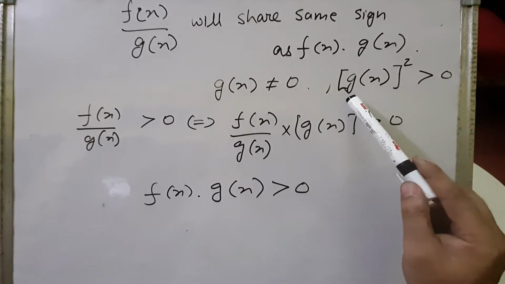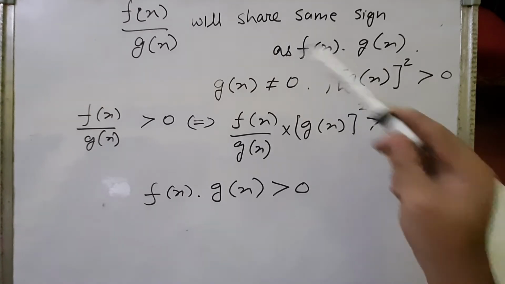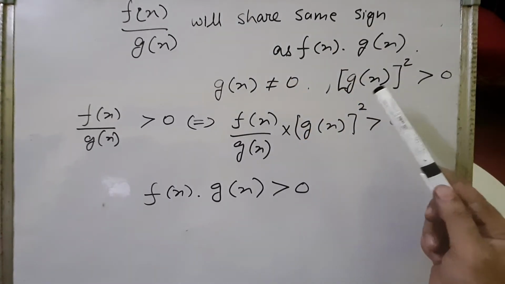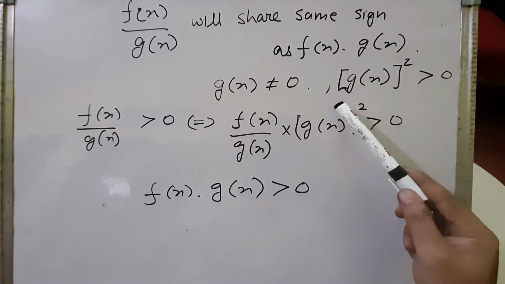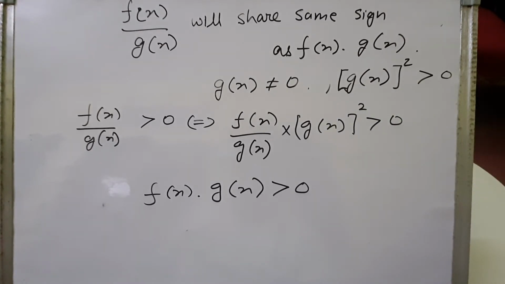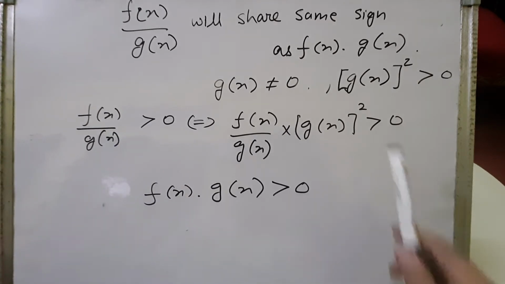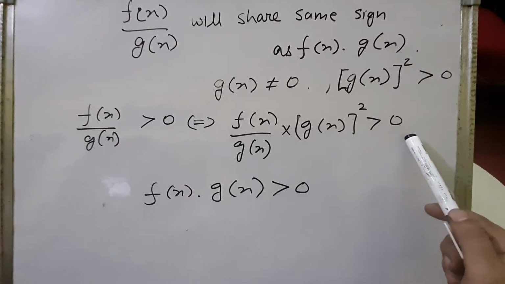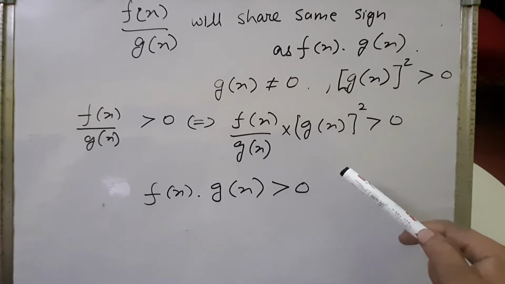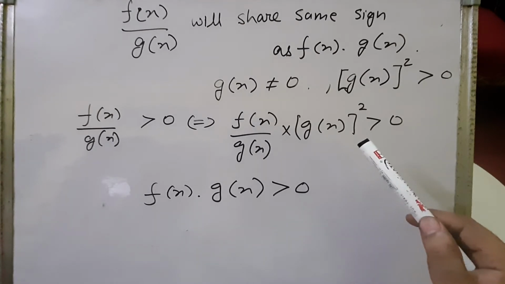If we multiply by the square of the function present in the denominator, g(x) square, then the square of g(x) will be greater than 0. So a positive value can be multiplied in the inequality, and the sign of the inequality will not change. If it is written that f(x) upon g(x) is greater than 0, and we multiply g(x) whole square on both sides of the inequality, it will not affect the sign of the inequality, right? The multiplication of a positive value does not affect the inequality.